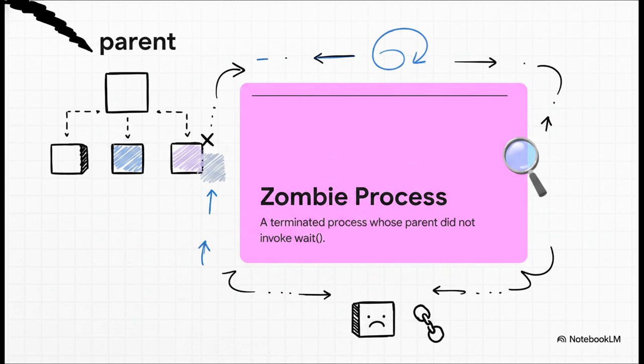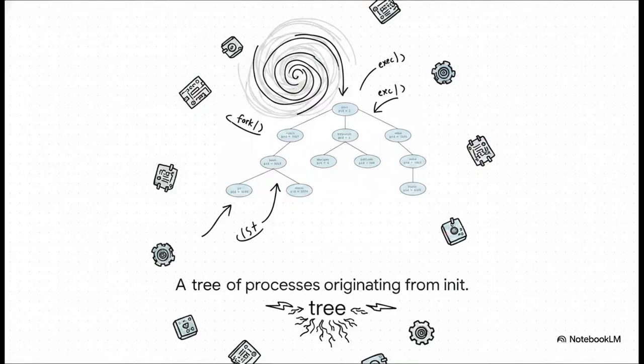But what if the parent is super busy and hasn't invoked wait yet? Well, the child process officially becomes a zombie. It's dead, but its remnants are still lingering out there in the system. And it gets wilder. If a parent process terminates entirely without ever waiting for its children, those surviving children are officially labeled orphan processes.